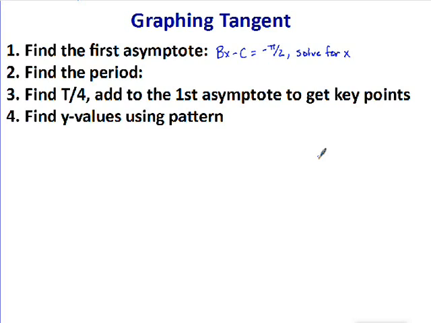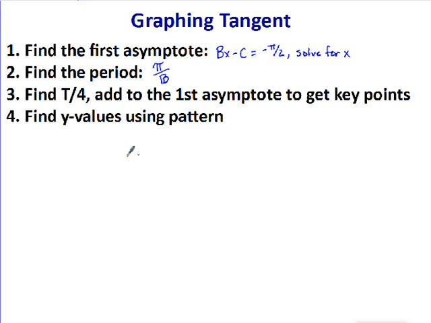Okay, for sine and cosine, this was 2 pi over b. For tangent, it is going to be pi over b, because the period for tangent is pi. Then you are going to find the interval, which is still going to be the period divided by 4, and add that to the first asymptote to get your key points.